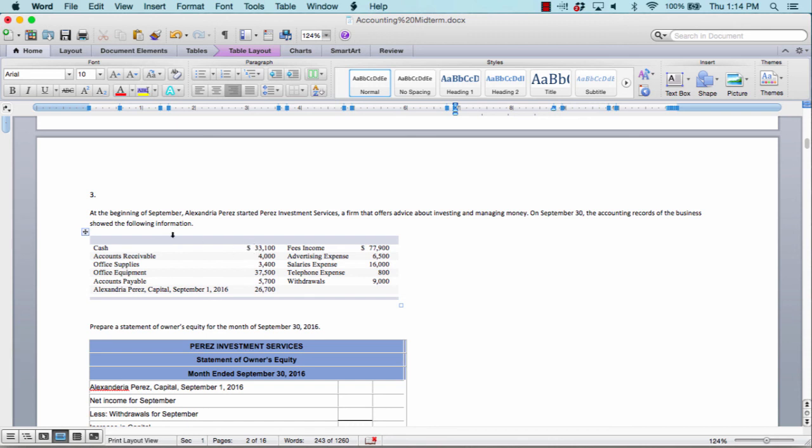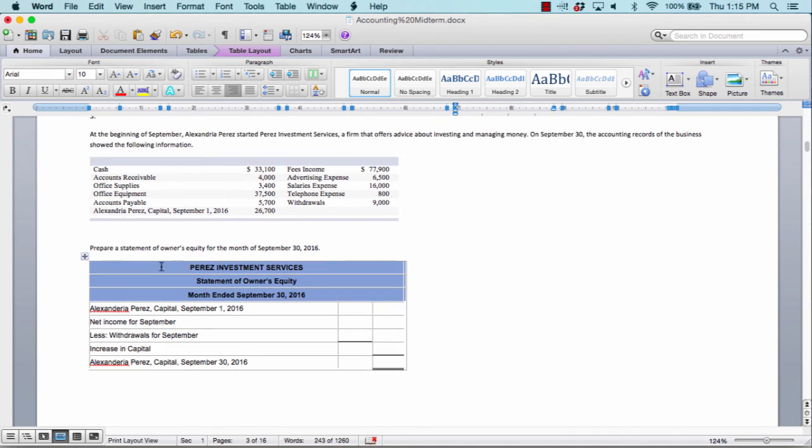What this information is telling you is that the cash account has a total of $33,100. The accounts receivable account has $4,000. The office supplies has $3,400, and so on. Okay? Now it's asking you to prepare an owner's equity statement for the month of September 30th.